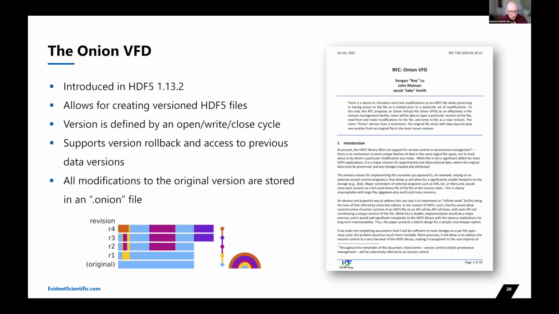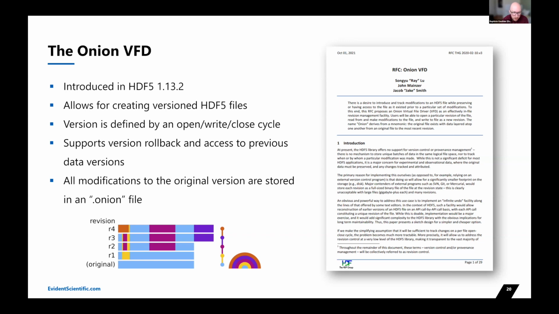So for that, we explored the use of the Onion VFD. I think you had a reminder about the Onion VFD by Elena earlier this morning. The RFC was published in 2021, and it was introduced in HDF5 1.13.2. It allows for creating versioned HDF5 files. So it's pretty much what we wanted. A version is defined by an open-write-close cycle.